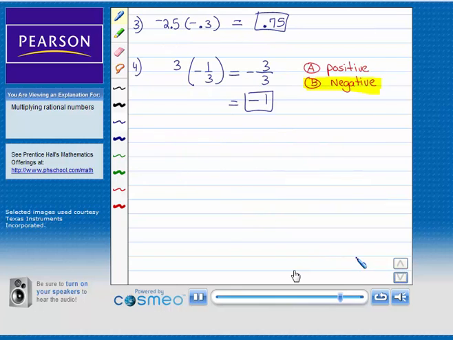Let's just go over a few more things here. When I'm multiplying, when I have a positive being multiplied by a positive, I'm going to get a positive sign. Negative being multiplied by a negative, I'm going to get a positive sign. A negative being multiplied by a positive, I'm going to get a negative sign. And a positive being multiplied by a negative is going to give me a negative sign.